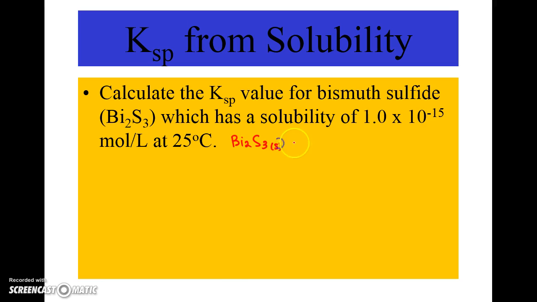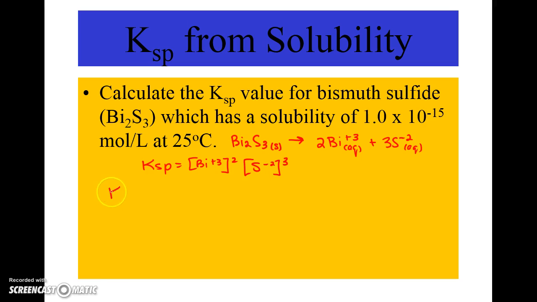Bi2S3 solid, and I'll try not to forget any superscripts this time, becomes 2Bi^3+ aqueous plus 3S^2- aqueous. I'm going to go ahead and write my Ksp, which is equal to [Bi^3+]^2 and [S^2-]^3.